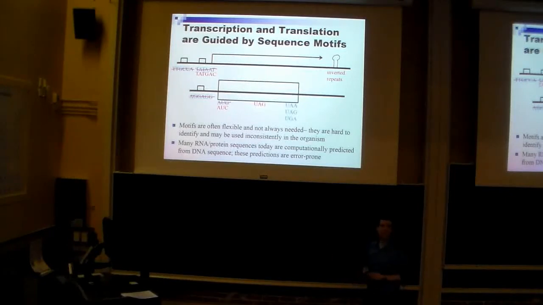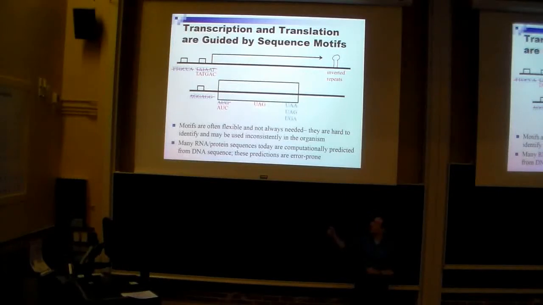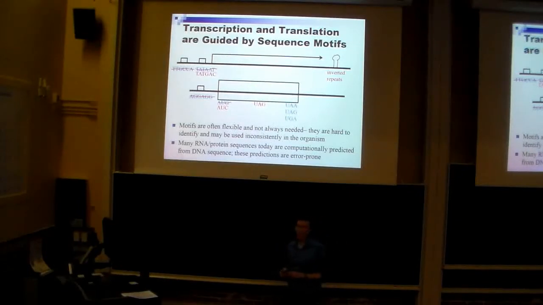The same applies in protein translation. Your molecular biology textbooks will probably say that there should be a Shine-Dalgarno sequence. Really, only about half of prokaryotic polypeptide regions have a Shine-Dalgarno sequence upstream of them, so sometimes it's there, sometimes it isn't.